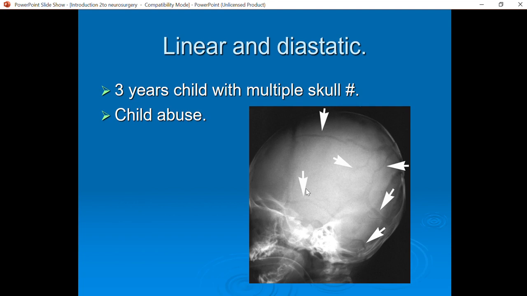The other types are linear and diastatic skull fractures in the pediatric age group. When there are multiple linear skull fractures in pediatrics or in infants, you should always suspect child abuse. While the diastatic skull fracture is not really a fracture or a new crack in the bone, it's just separation of the normal sutures.